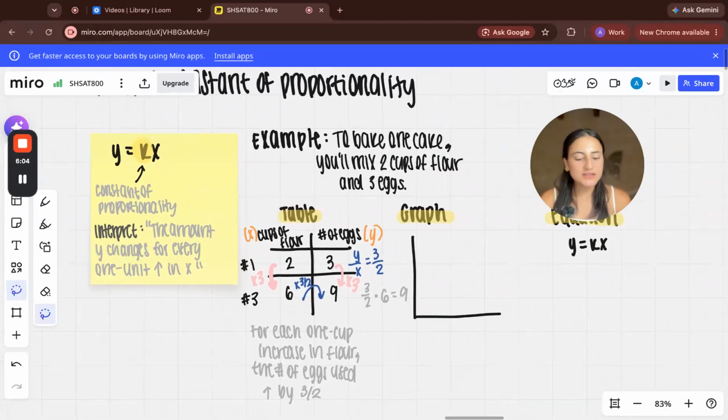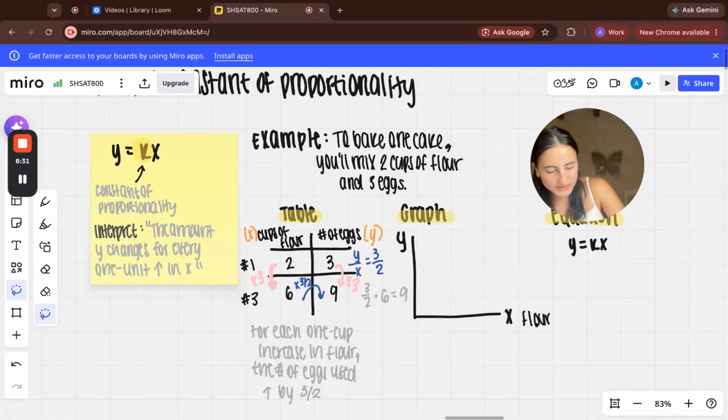Okay, now let's move into how this looks on a graph. I'm going to use the same variables for cups of flour and eggs. As always, we have the x-axis, which is the horizontal one, and the y-axis, which is vertical. Then I'm going to label it: x is going to be the flour, and y is going to be the eggs, like that.